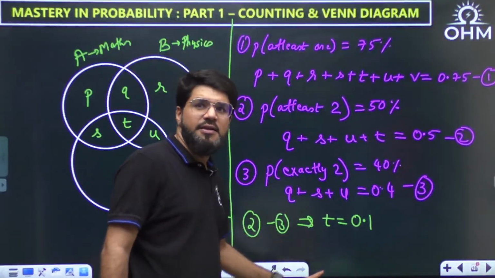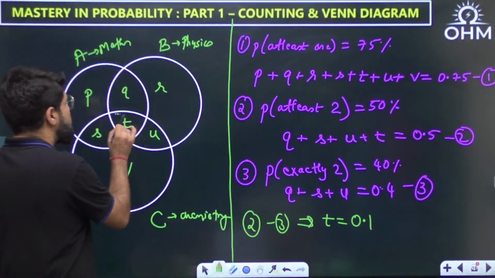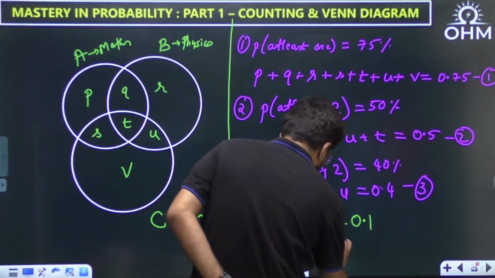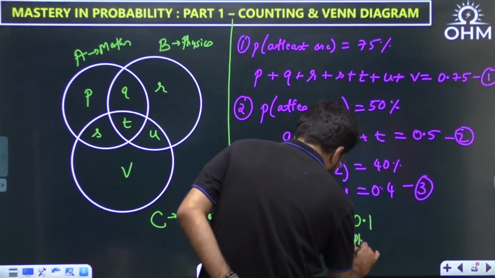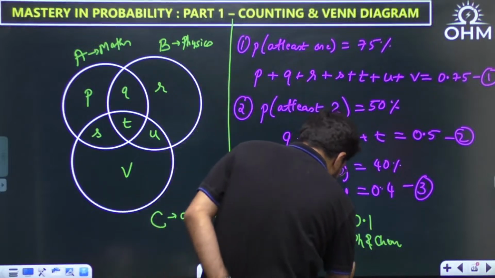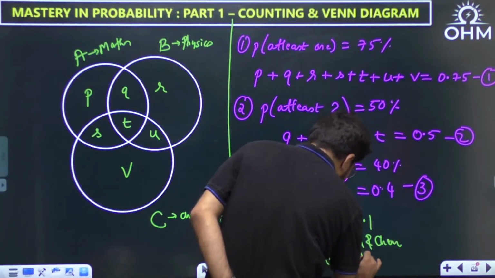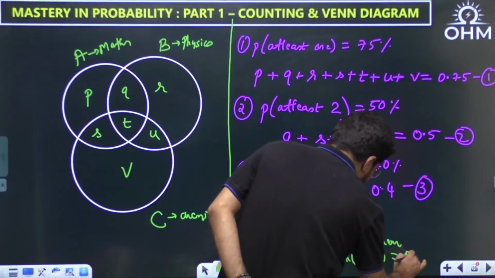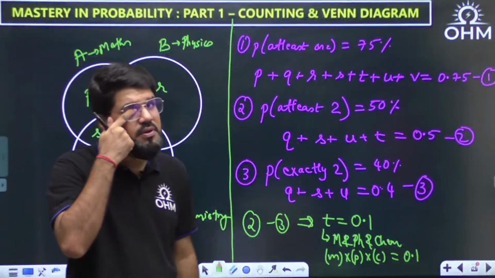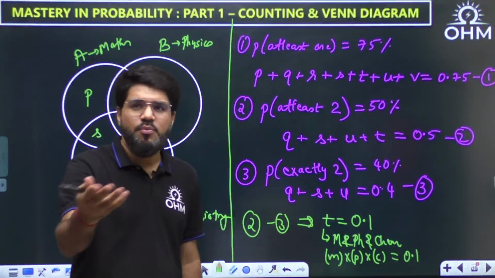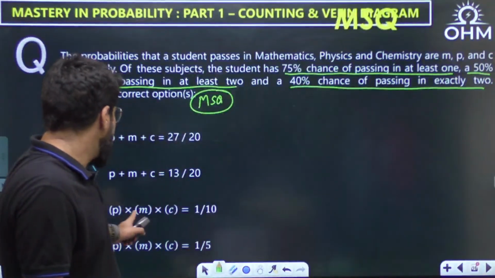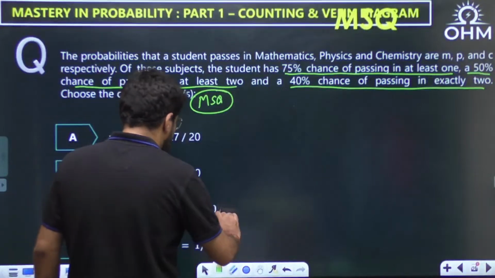Common to all. T is the case when a student has passed in all 3: maths as well as physics as well as chemistry. Representing it by letters M, P and C, this is 0.1, correct. The product of them is 0.1 because the intersection, events happening together, comes up with the product. So M into P into C is 1 by 10. Yeah, 0.1 is 1 by 10. So at least this is correct.